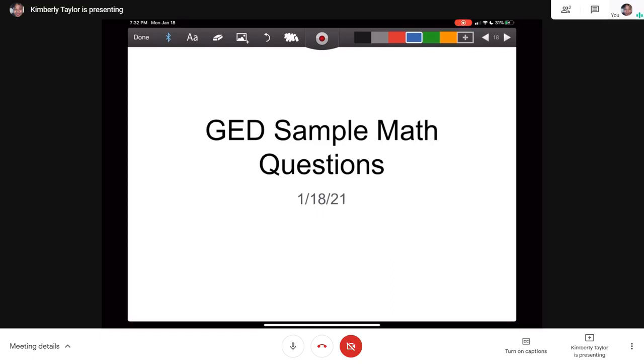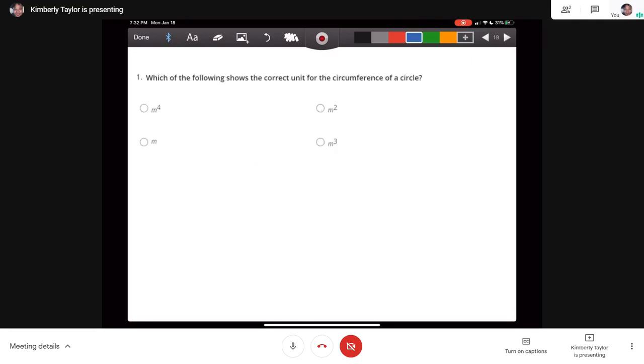So tonight we're going to do some more questions like we did last Monday. So let's get started. The first question says, which of the following shows the correct unit for the circumference of a circle? So when you talk about the circumference of a circle, first off, the formula is C equals pi D, or you can use the formula C equals 2 pi R.